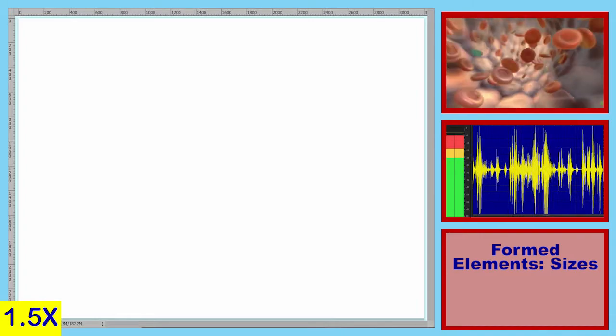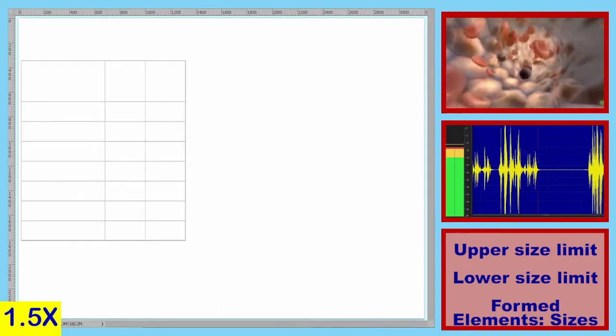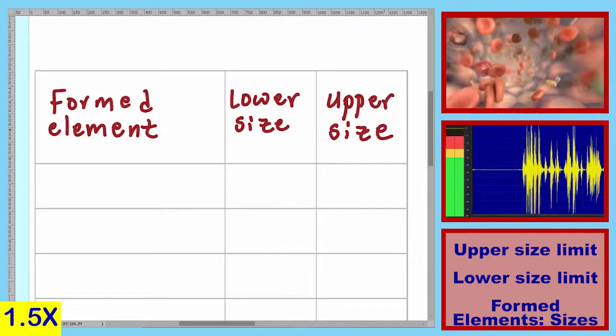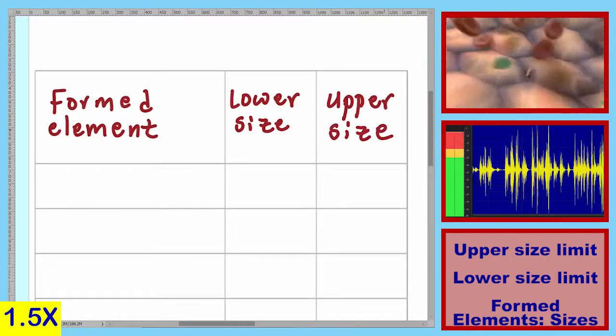Each element has a lower limit size and an upper limit size. Let's display the blank table first. I'm going to first place the headings within the table. So here we have our headings for our table: the formed element, the lower size, and the upper size. In the formed element column, let's place the specific formed elements.